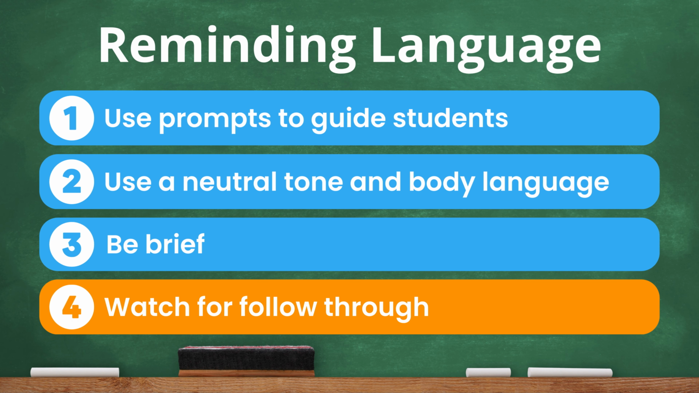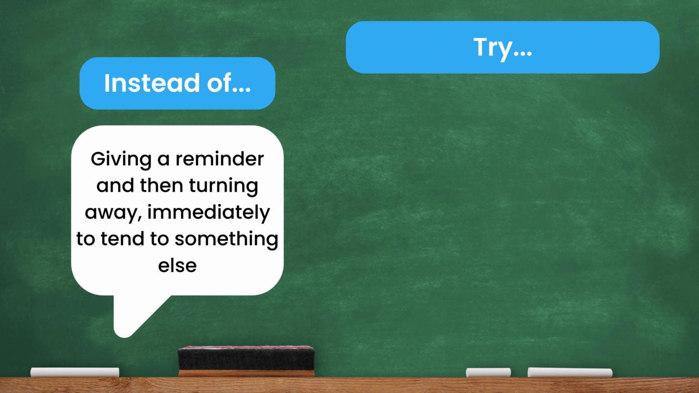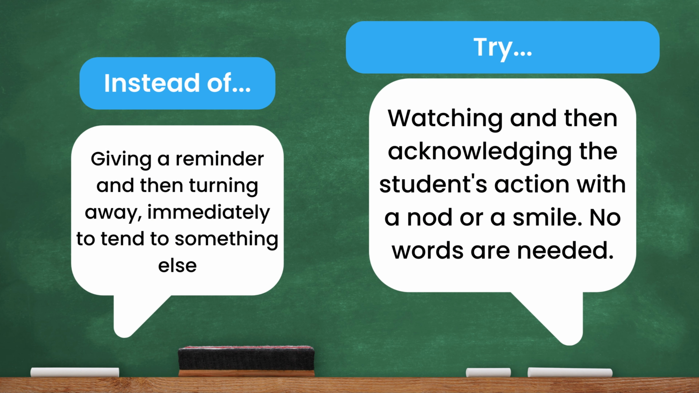Watch for follow-through. After giving a reminder, take a moment to see if the child acts. If the teacher doesn't do this, students may learn that you don't mean what you say. Instead of giving a reminder and then turning away immediately to tend to something else, try watching and then acknowledging the student's action with a nod or a smile.